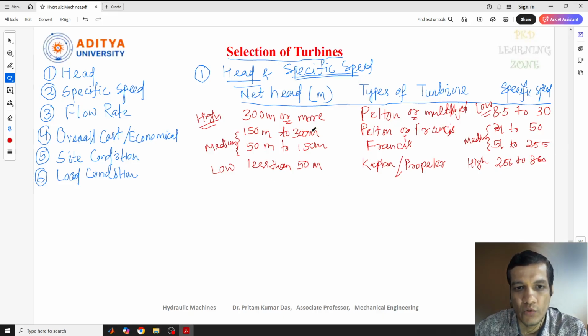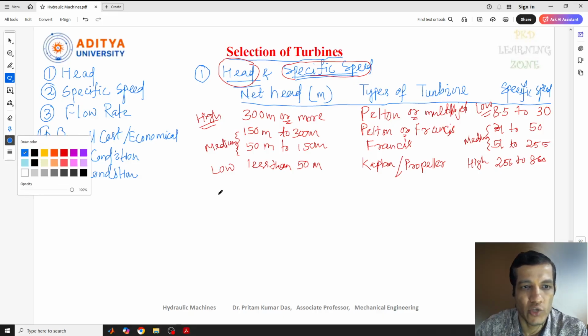Anyway, so both are opposite to each other. Here low specific speed, high head, medium specific speed, medium head, and low head, and here it is high specific speed. So based on this we can select the turbine. So this is all about the head and the specific speed. So similarly to this we have the next one.